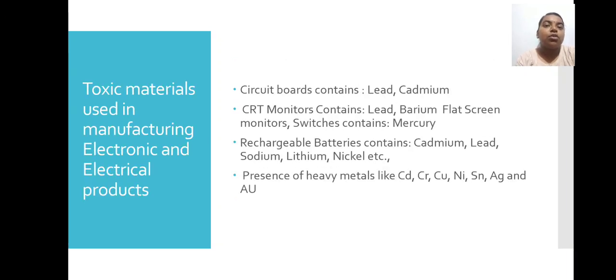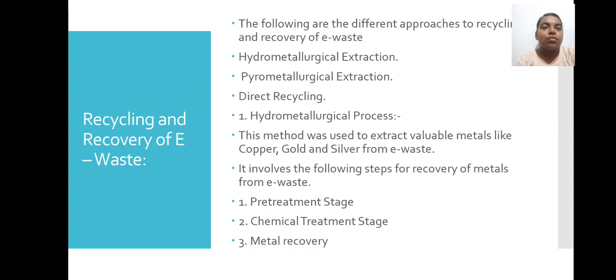Now let's move on to the toxic materials used in the manufacturing of electronic and electrical products. Circuit boards contain lead and cadmium. CRT monitors contain lead and barium. Flat screen monitors and switches contain mercury. Rechargeable batteries contain cadmium, lead, sodium, lithium, nickel, etc. Presence of heavy metals like cadmium, chromium, copper, nickel, tin, gold and silver.